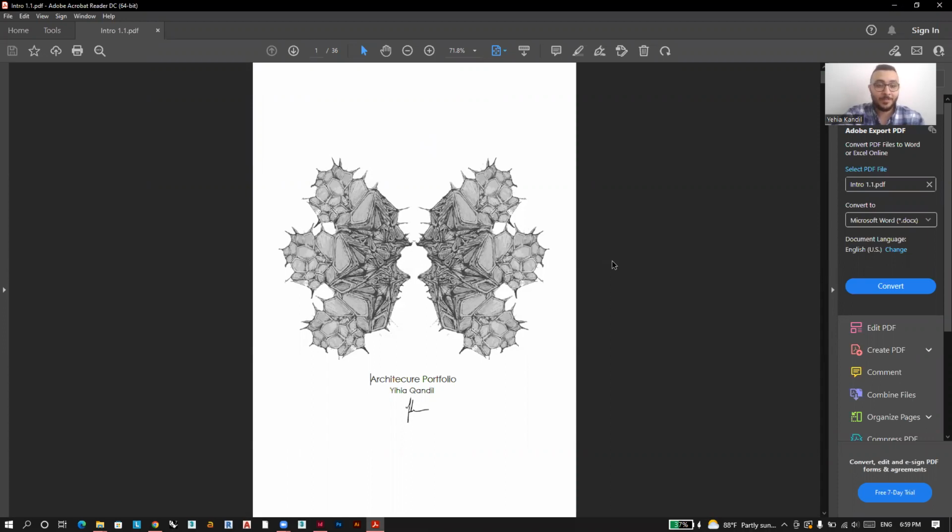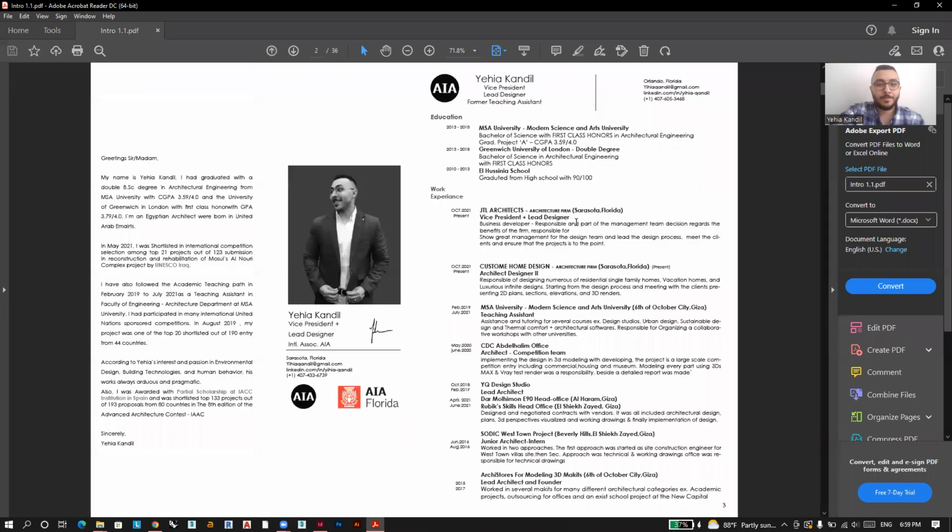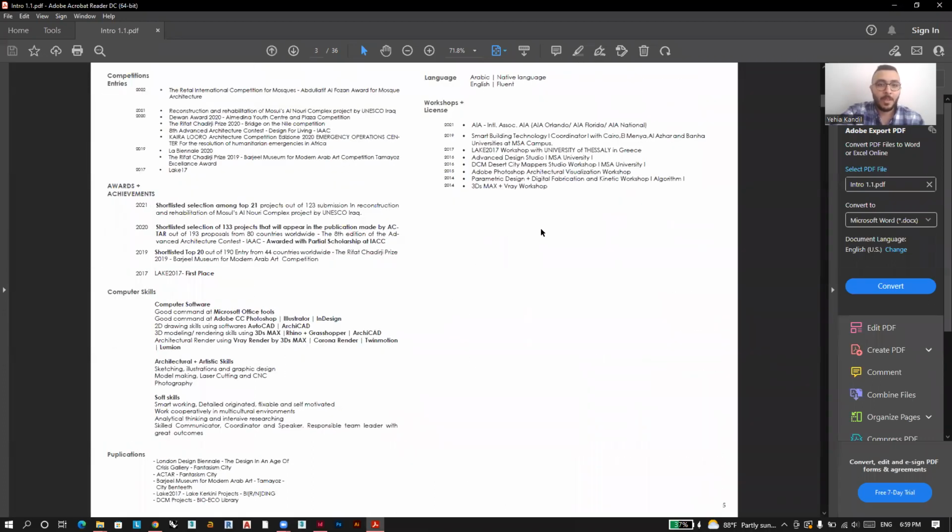This sketch here is actually my sketch. I am very proud of it, not because of the sketch itself, but because it represents an idea or reflects something of me. This is some of my competition entries and some of the awards and achievements I got. And the languages: I speak Arabic as my native language, and I'm fluent in English as well. I speak a little bit of Dutch.